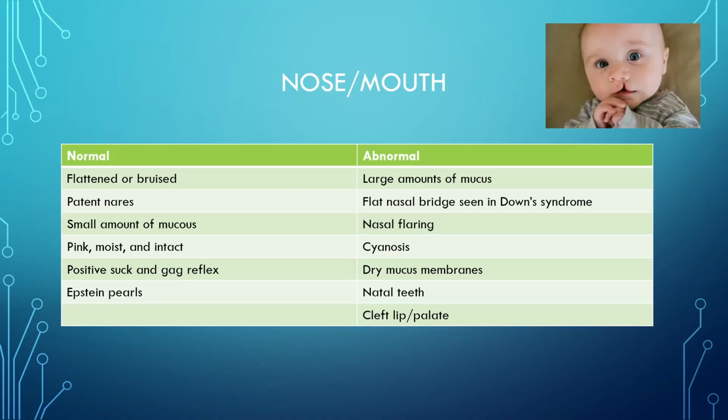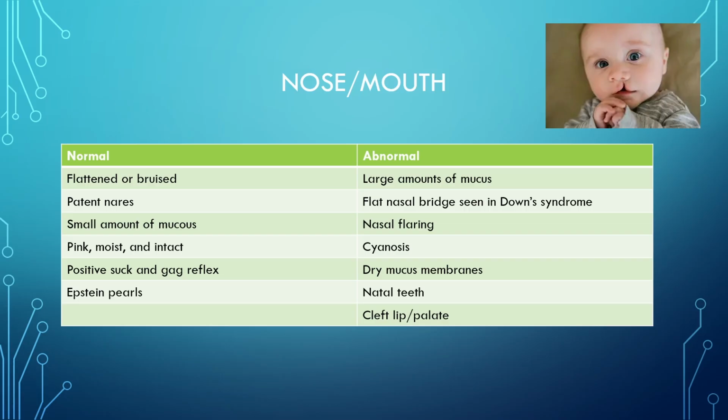When we're assessing the nose, a normal finding would be that it's flattened, maybe a little bit bruised. The nares should be patent. There might be a small amount of mucus that kind of comes out of the nostrils. Abnormal signs would be large amounts of mucus, a flat nasal bridge, so a flatter nose. This is seen in or associated with Down syndrome. Another abnormal finding would be nasal flaring. So as they're breathing, their nostrils flare out.